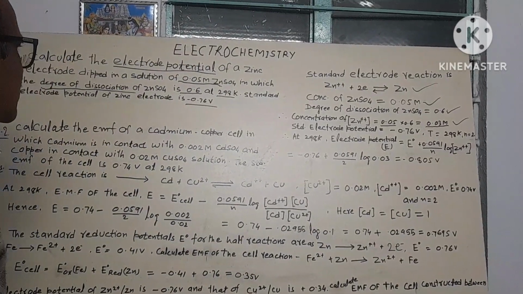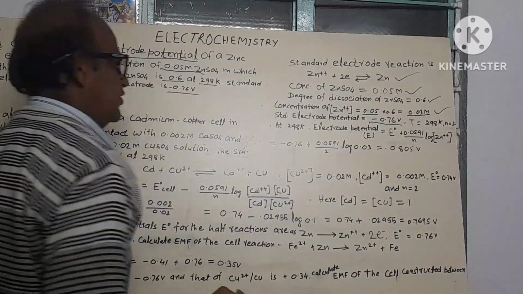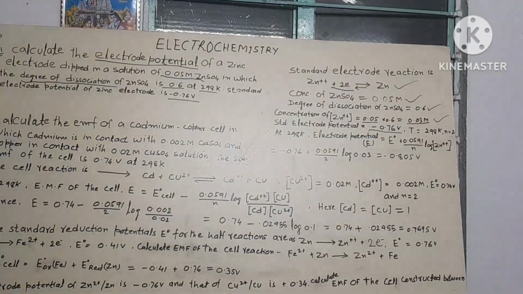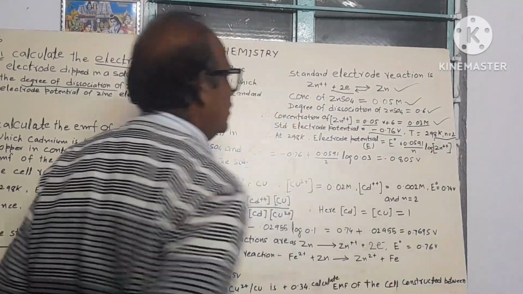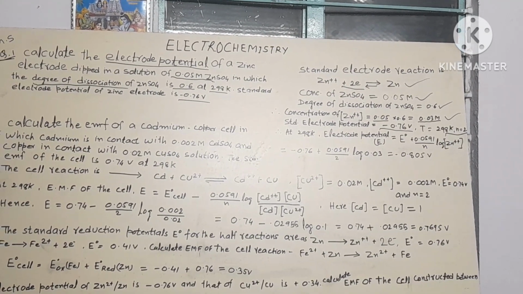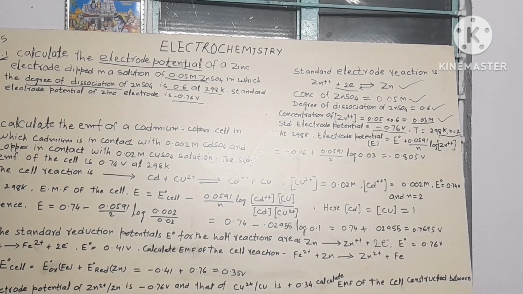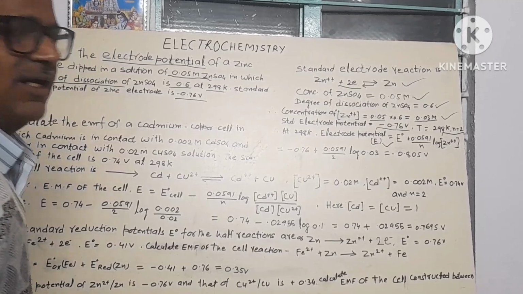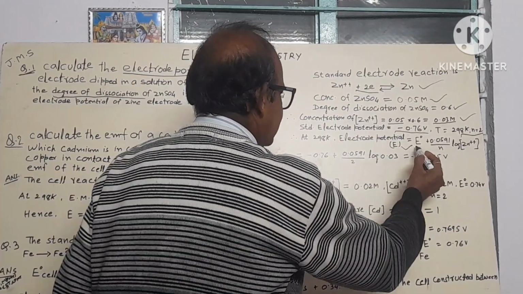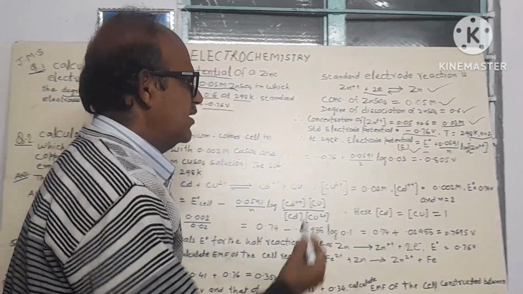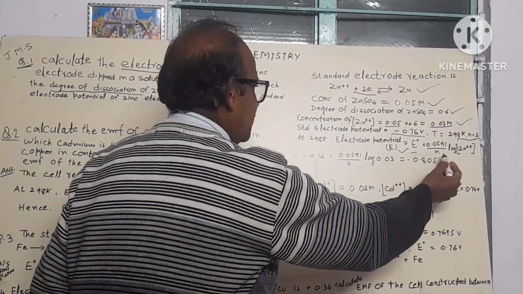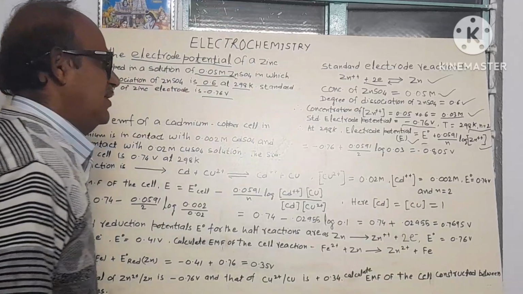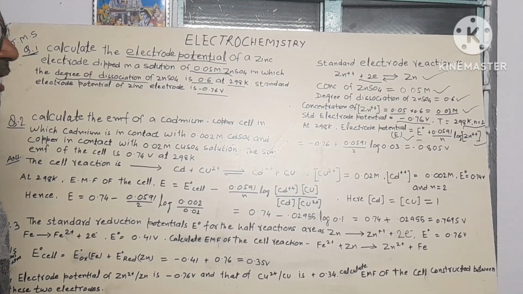Correct? The standard electrode potential is given as -0.76 volt at 298 Kelvin. Here you can see two electrons are involved in this reaction, so n is equal to 2. Now it is very easy to calculate the electrode potential at 298 Kelvin, represented by E, using the Nernst equation: E equals the standard electrode potential plus 0.0591 divided by n times log of the molar concentration of zinc ion. This is the Nernst equation for electrode potential.